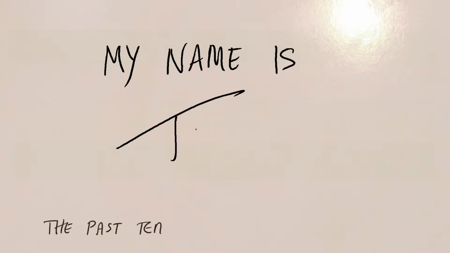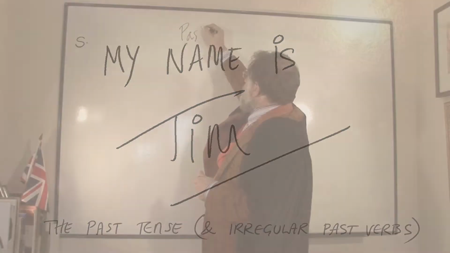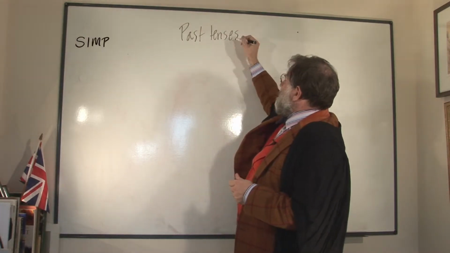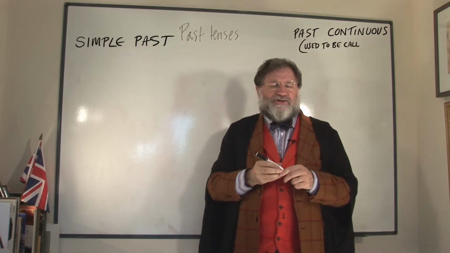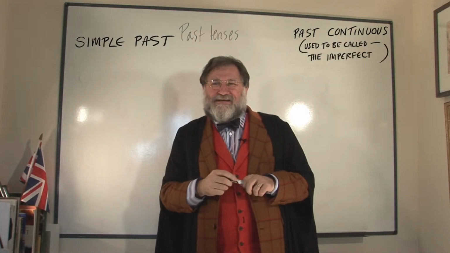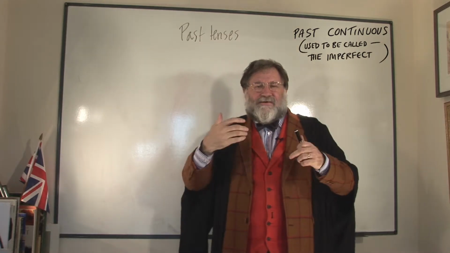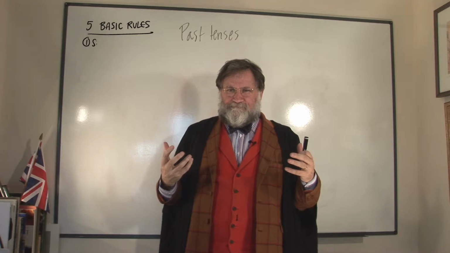My name is Tim, and before we look at the perfect, I want to look at the past. And like the present, it comes in two forms: the simple past and the past continuous, which used to be called the imperfect, if you know your Latin grammar. And there are 5 basic rules that we need to consider.